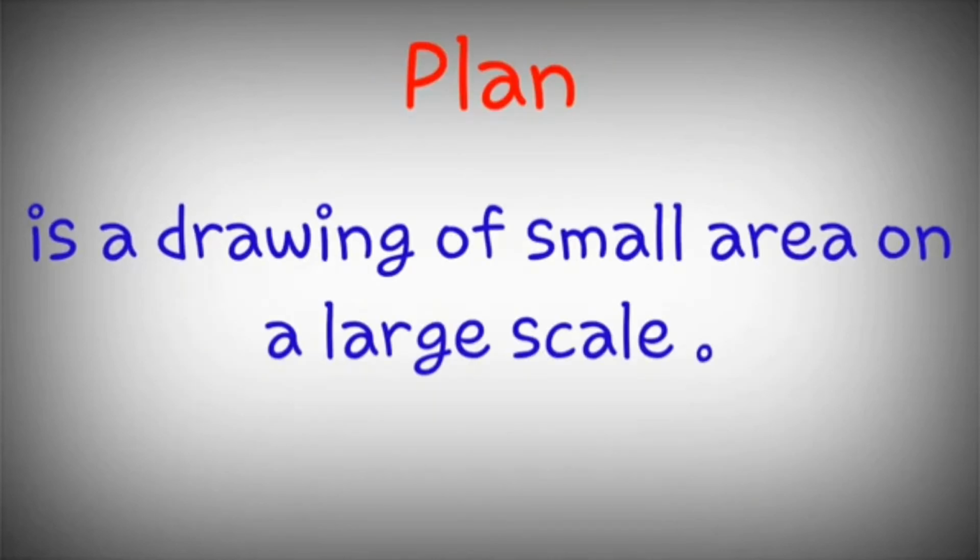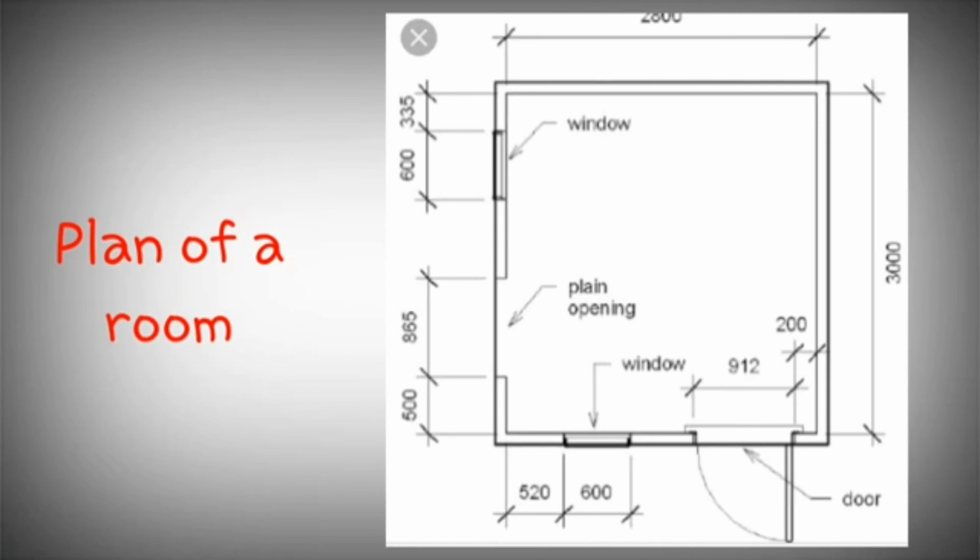Plan. A plan is a drawing of a small area on a large scale. A large scale map gives a lot of information, but there are certain things which we may sometimes want to know. For example, the length and breadth of a room, which can't be shown in a map. At that time, we can refer to drawings drawn to scale called a plan.